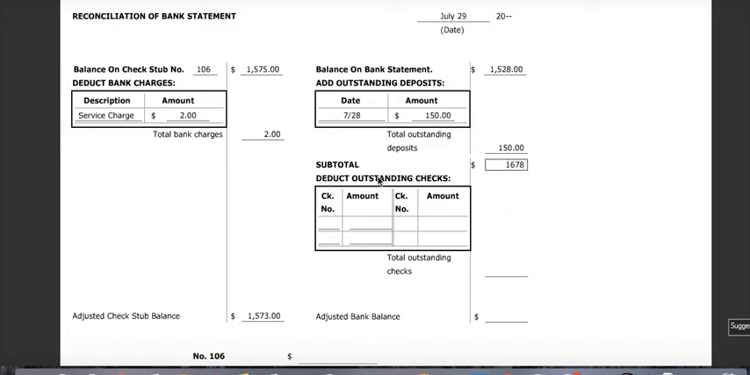Now we're going to deduct, so subtract, our outstanding checks. Check number 103, given to me in my directions, was for $70. And check number 105 was $35. Take 35 plus 70 gives me a total for my outstanding checks of 105. Now it tells me my subtotal here, deduct, so subtract this to get me this number. So 1678 minus 105 gives me 1573. So those two do match. So we have completed the first part of our directions.